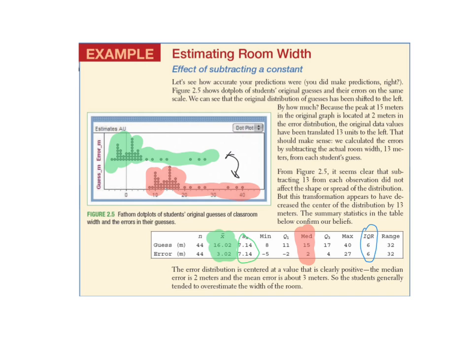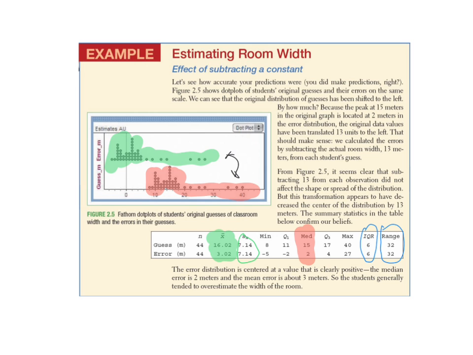So when we're adding or subtracting, it's not going to change the measure of spread or the shape, but it's going to change the center and the location. Okay? And again, the evidence in this example shows that and proves it. Okay? What happens when we multiply?